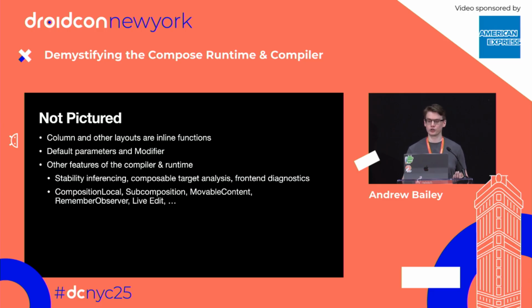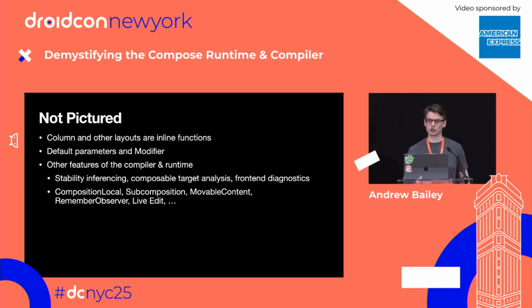Also, pretty much every composable function is actually going to take modifier as well and have defaults, which have other details that the compiler needs to add for them as well. These will build on top of and look really similar to a lot of the other flags that we introduced to the compiled variations of our composables as well. And then there's a lot of other features in the runtime and compiler that build on top of all of these details that we've talked about so far.